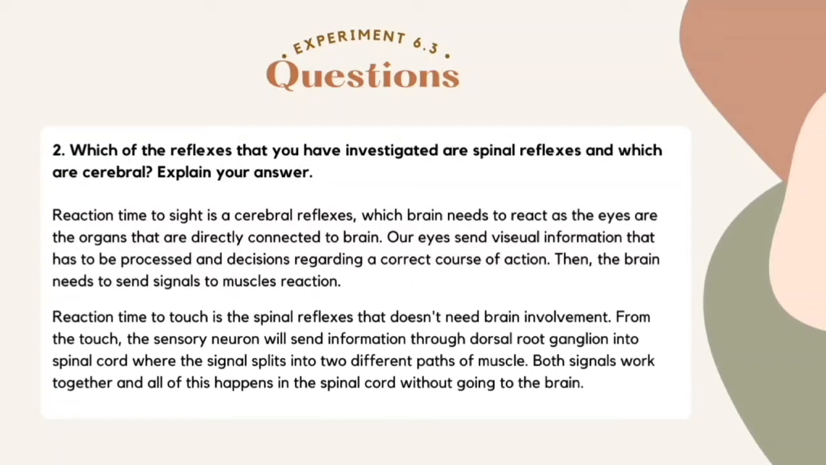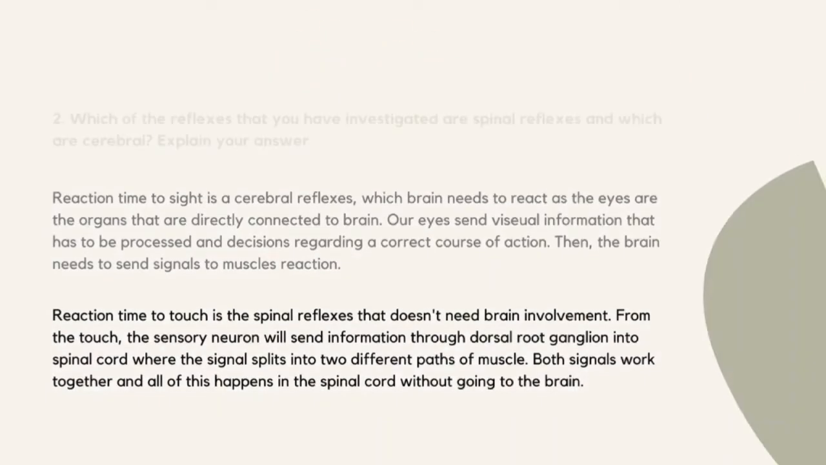Reaction time to touch is a spinal reflex that doesn't need brain involvement. From the touch, the sensory neuron will send information through the dorsal root ganglion into the spinal cord, where the signal splits into two different paths to the muscle. Both signals work together, and all of this happens in the spinal cord without going to the brain.